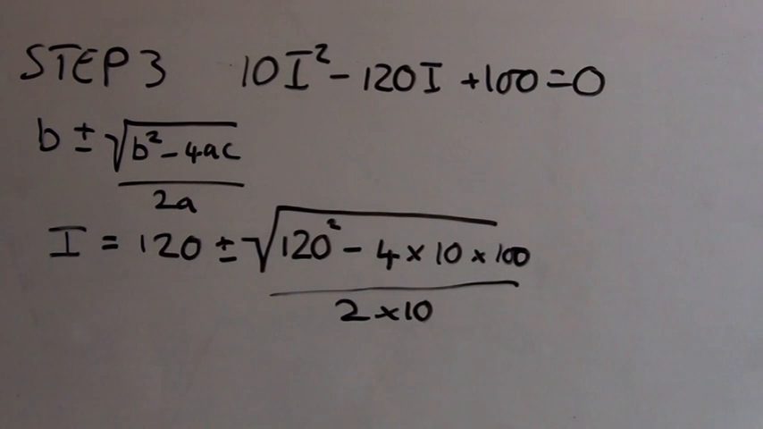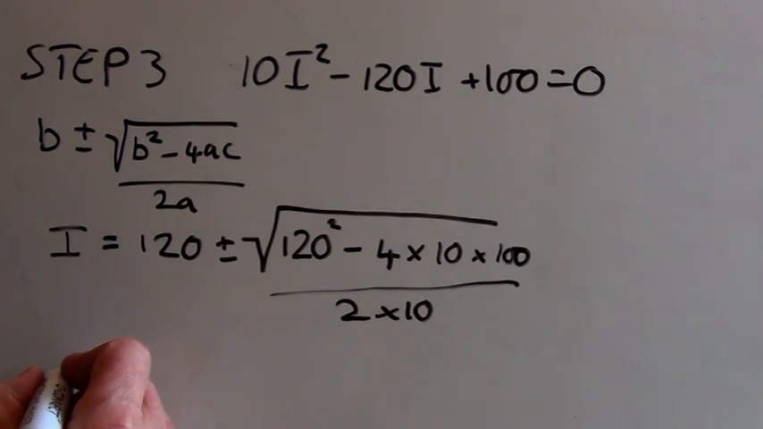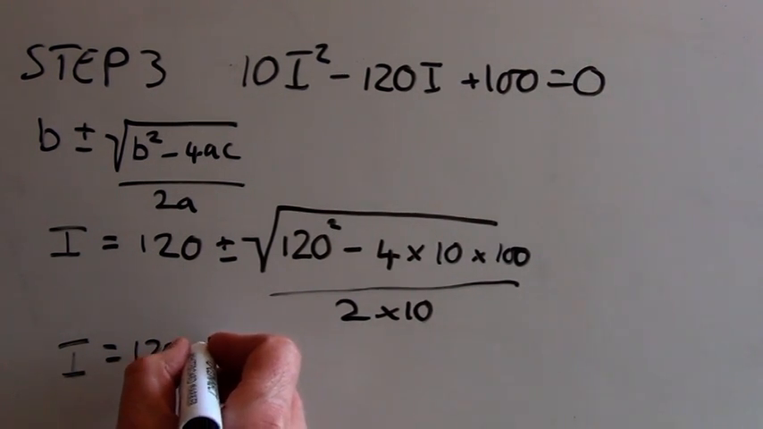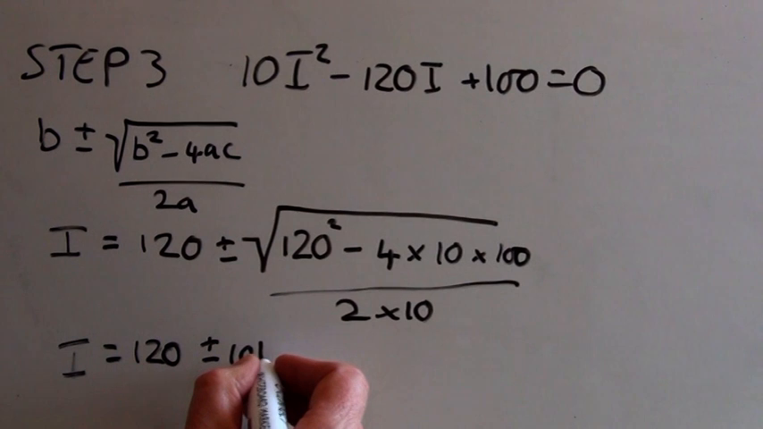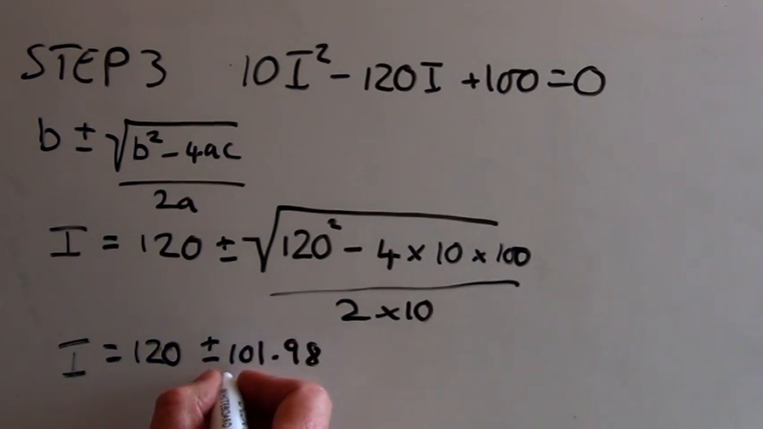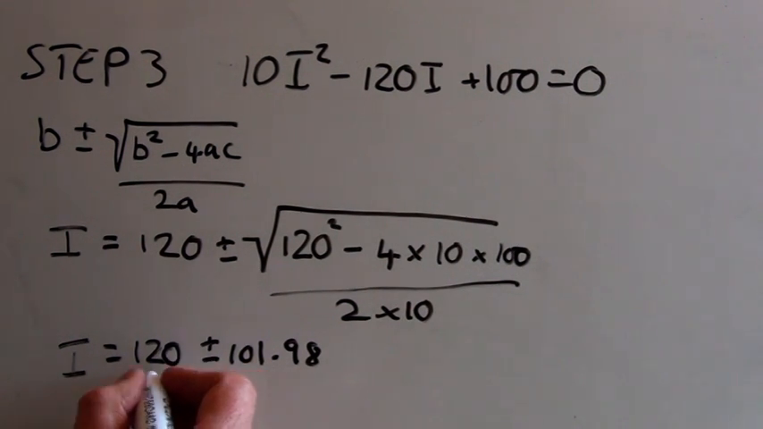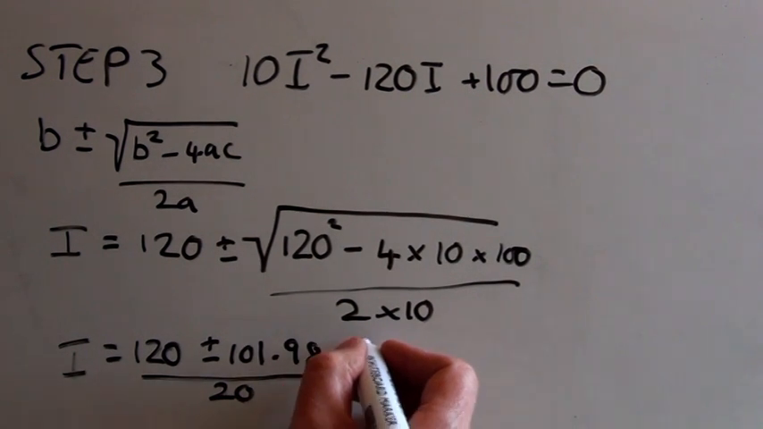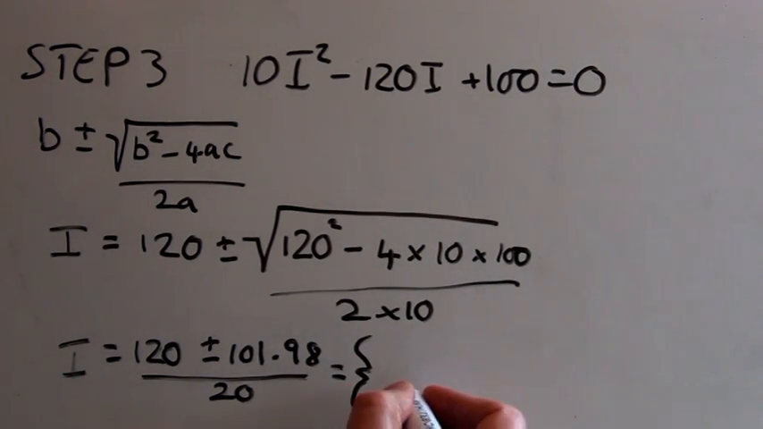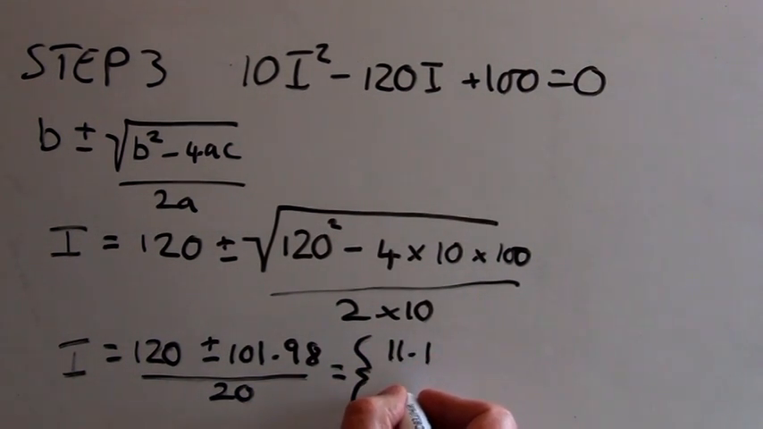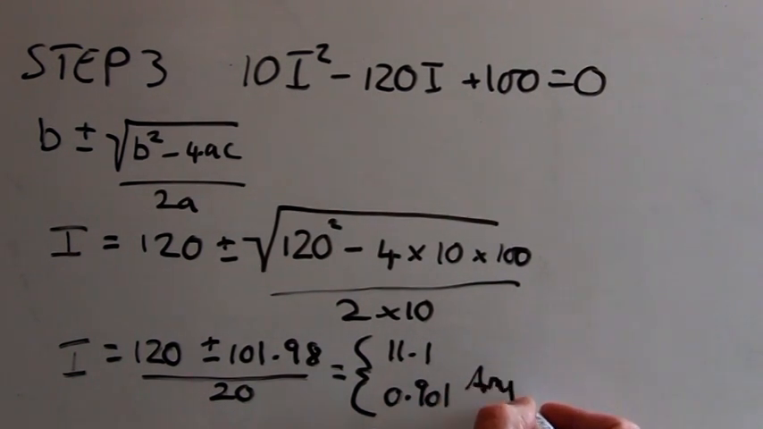So doing the maths, we have I equals 120 plus or minus 101.98 divided by 20. And this equals 11.1 and 0.901, and they are amps.